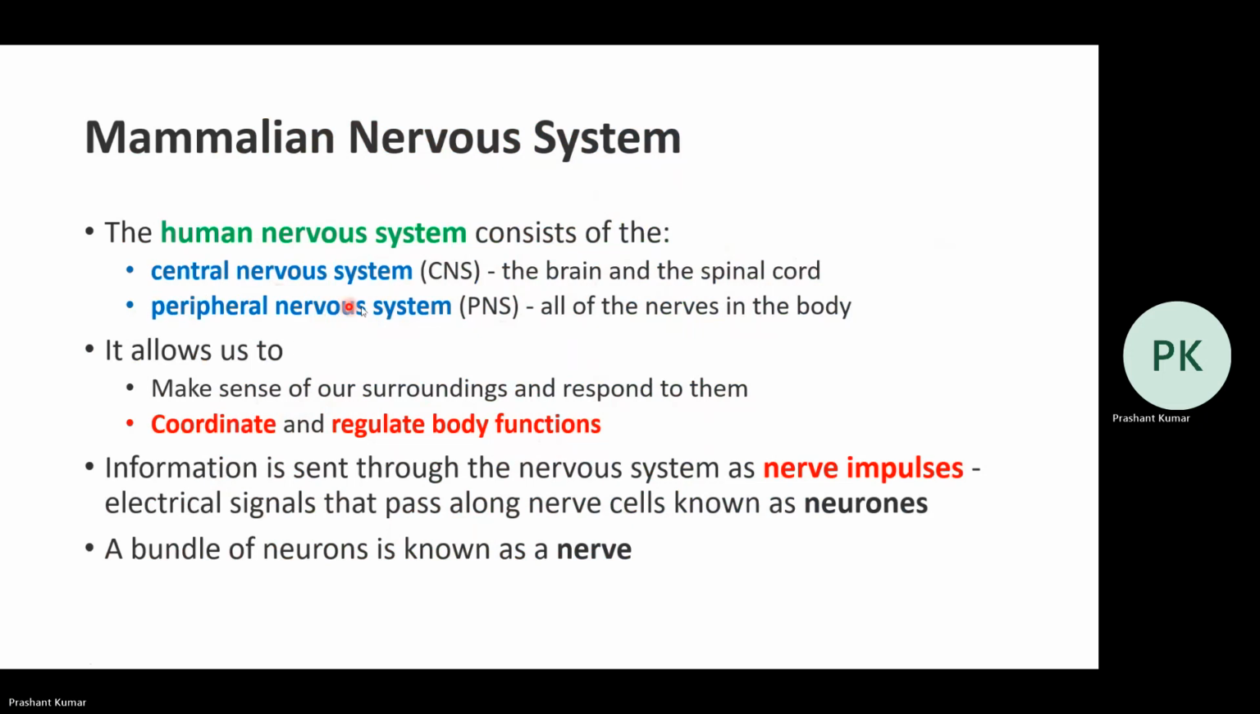And while controlling and regulating all this, information is sent through the nervous system in the form of nerve impulses, and these impulses are electrical signals, right? And who is passing these electric signals? We call them neurons, and a bundle of neurons is known as a nerve. So when we say nerves, the meaning is there are so many neuron cells.